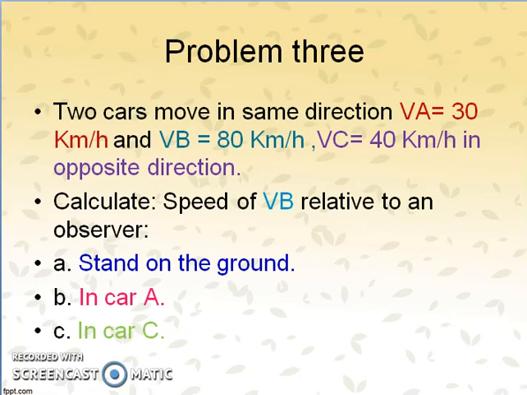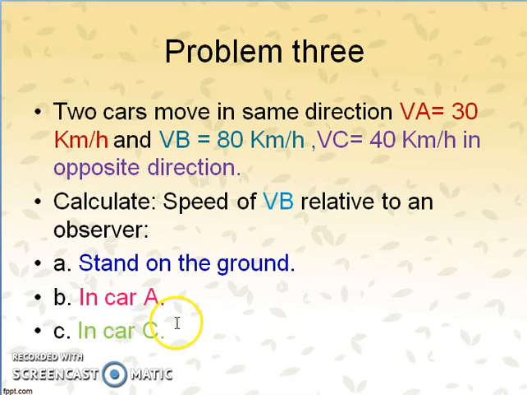Two cars move in the same direction. We have car number 1, which is VA, that moves at 30 km per hour, and we have VB, which is car number 2, that moves at 80 km per hour. And then we have car number 3, which is VC, that moves at 40 km per hour in the opposite direction, okay? So we need to calculate the speed of VB, which is car number 2, relative to an observer, okay?